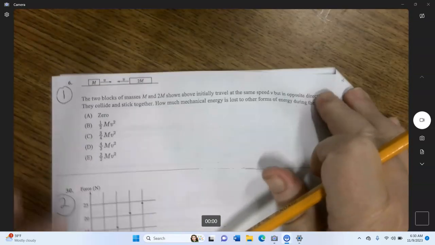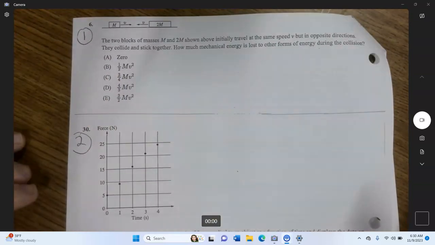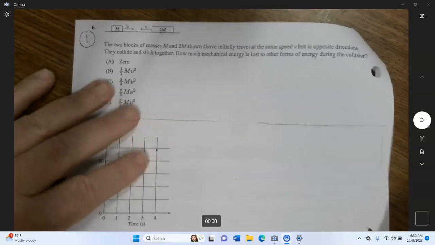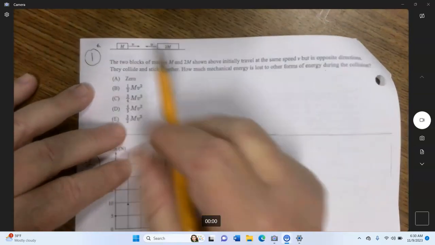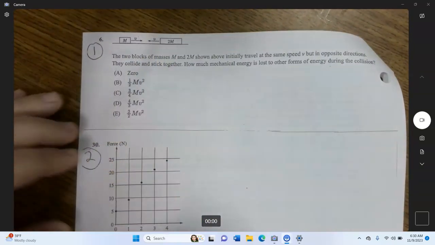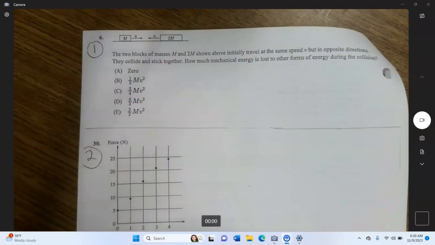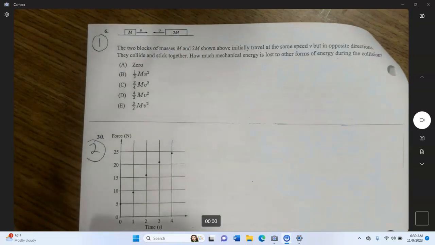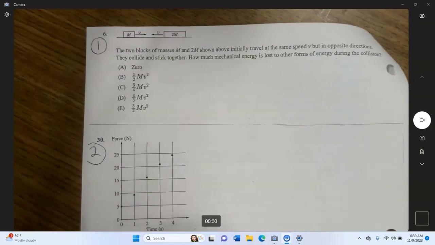All right. First question is kind of involved. It might be the hardest question on the entire assignment. So just brace yourself and understand that not all the questions are this challenging. So if you look at it, looks like a classic conservation of momentum problem. So two blocks, masses m1, m2 are shown above, initially travel at the same speed v, but in opposite directions. They collide and stick together. How much mechanical energy is lost to other forms?